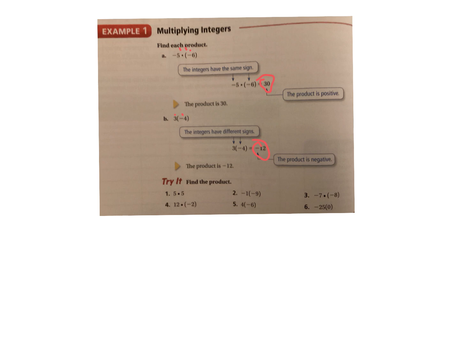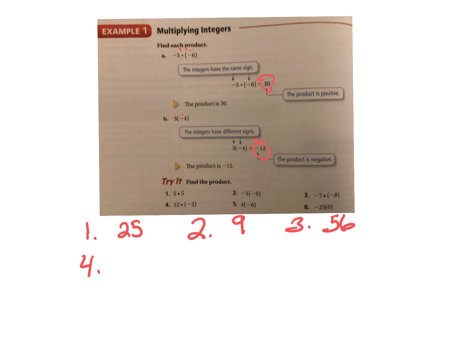So let's look at number 1. 5 times 5, that gets me 25. Same sign, so it's always going to be positive. Number 2, negative 1 times negative 9. Negative times negative, always going to be positive. Number 3, negative 7 times negative 8. It's a negative times a negative, same sign, and so it's going to be positive. So now I just do 7 times 8 is 56.